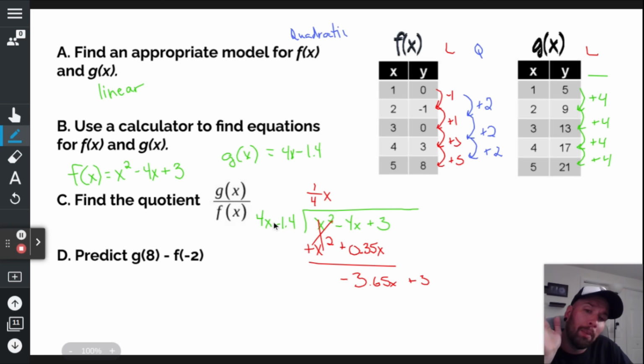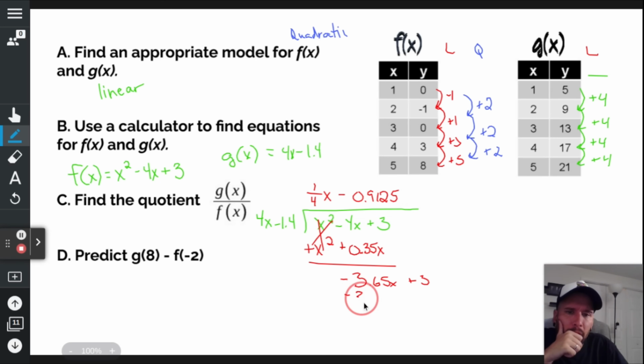4 times what gets me negative 3.65x? Negative 3.65 divided by 4 is? The answer is negative 0.9125. Negative 0.9125 x. So that gets me negative 3.65x.